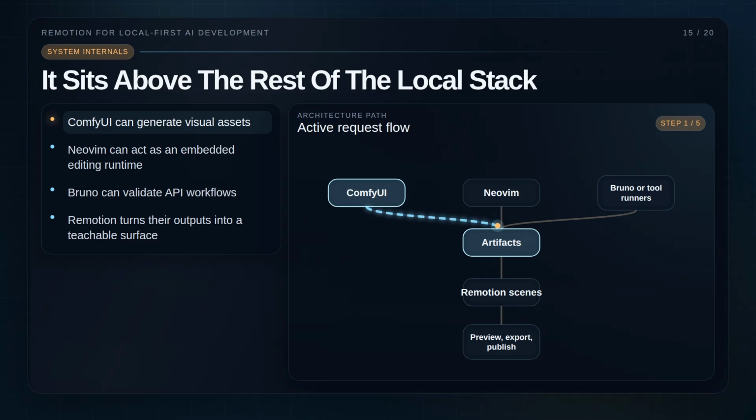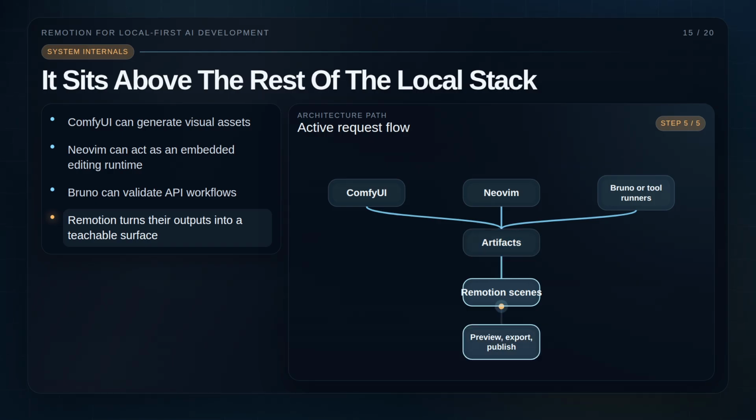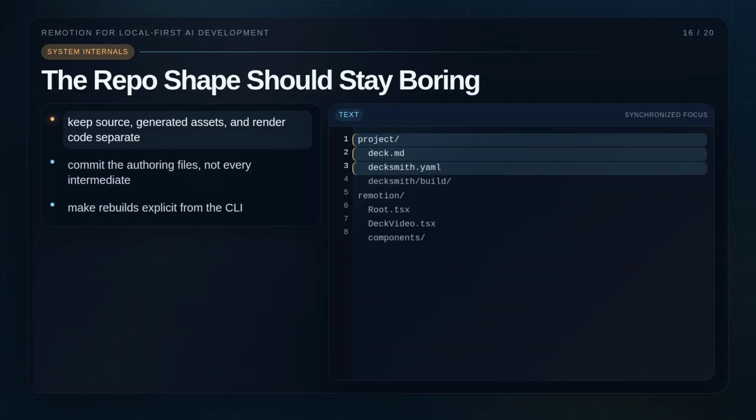This is the clean comparison with the other projects in this repo. ComfyUI is an engine for generation. Neovim is a runtime for editing and structured interaction. Bruno is a local API workflow surface. None of those are primarily presentation layers. Remotion is, and that is why it complements them instead of competing with them. The more structured your local stack becomes, the more valuable a programmable output layer becomes. You can explain and distribute the system without flattening everything into raw screenshots or hand-edited captures.